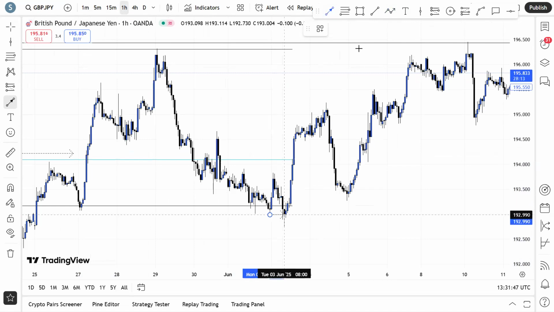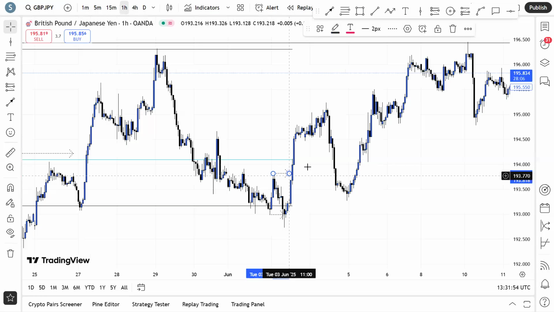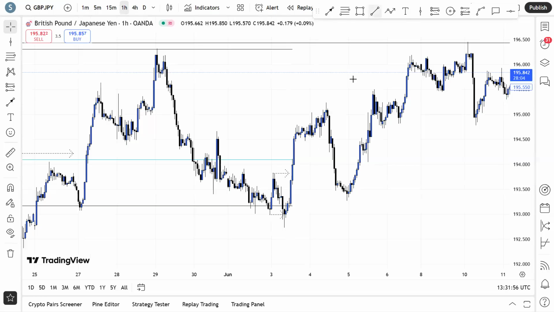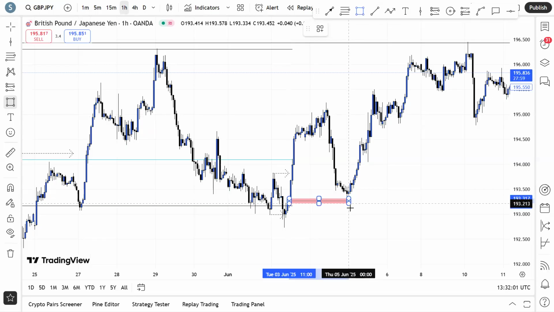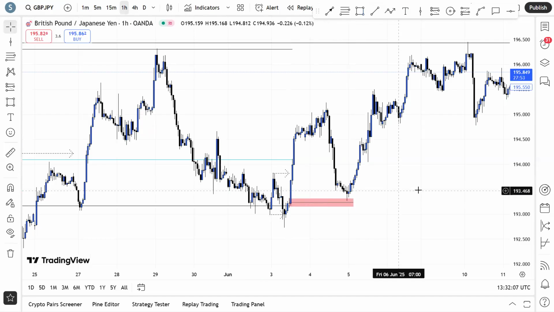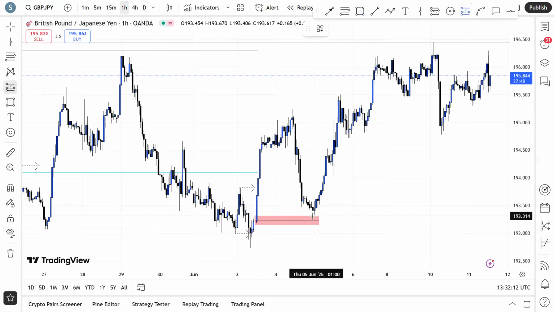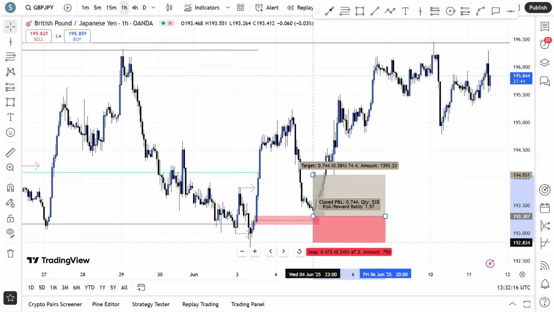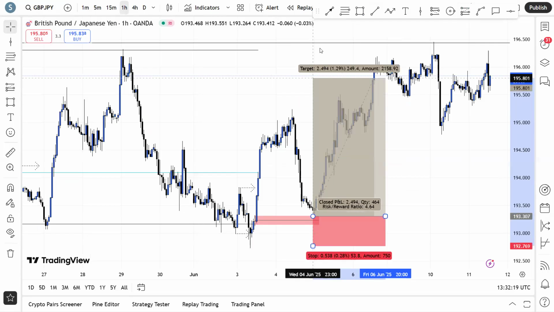Liquidity sweep. After sweeping liquidity, what did it do over here? It broke here, which we can call a market structure shift or a change of character. Then it retraced to our point of interest, this order block over here or this fair value gap over here. Remember what I said, you can use anything as a point of interest. Then you are going to buy from here, stop loss below this low, then you take profit, bam, up there.